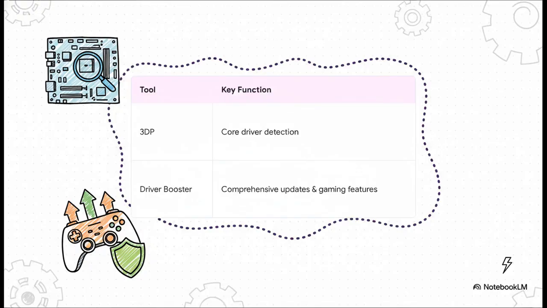So the source material we looked at points to two key tools. First up, you've got something called 3DP. It's excellent for just identifying your core hardware and finding those absolutely essential drivers. Think of it as the foundational first step. And then there's Driver Booster. This one builds on that with really comprehensive ongoing updates and a bunch of features made specifically for gamers. In fact, the source mentions that using them together can be a really powerful combination.